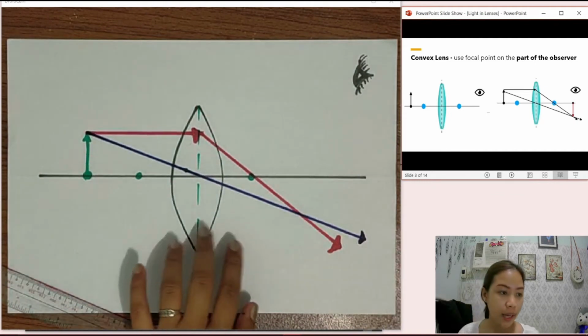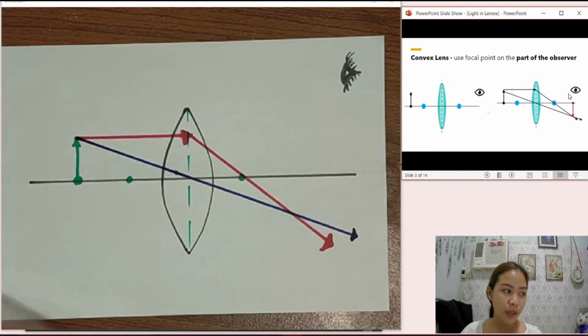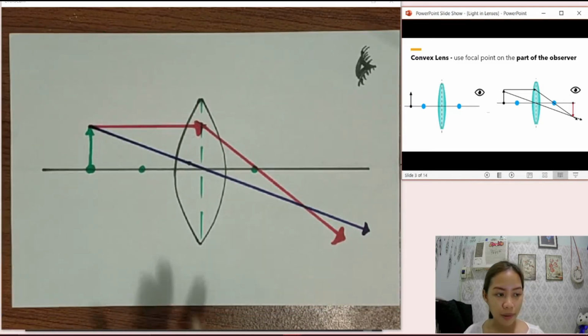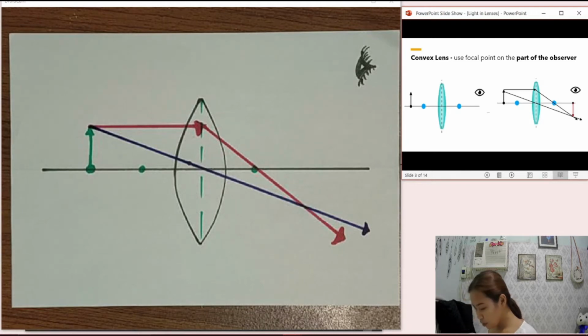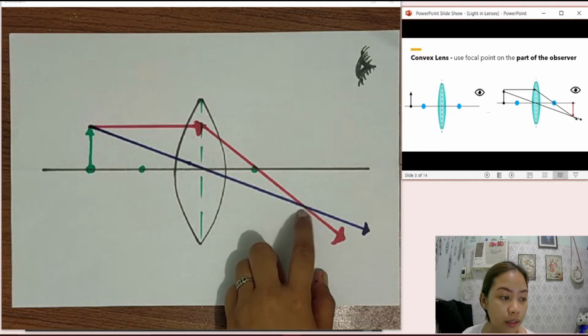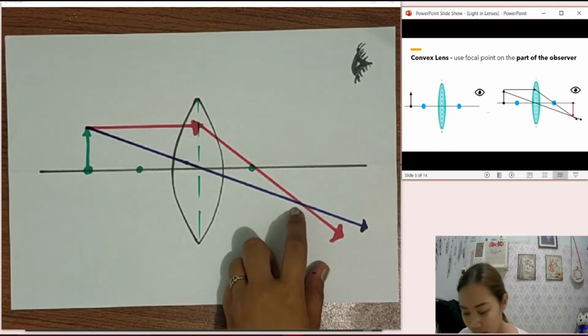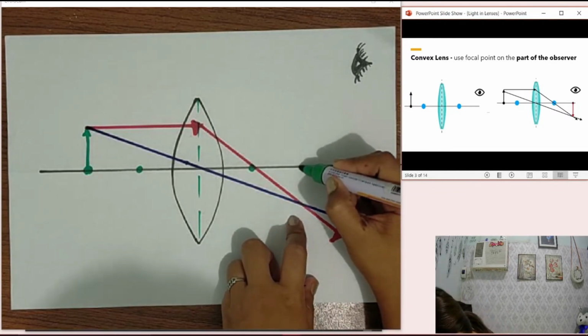So in our presentation, we do the same diagram. Okay, so now, what is our image? Here is the image. This is where the light converges. So meaning, this is where our image is formed.